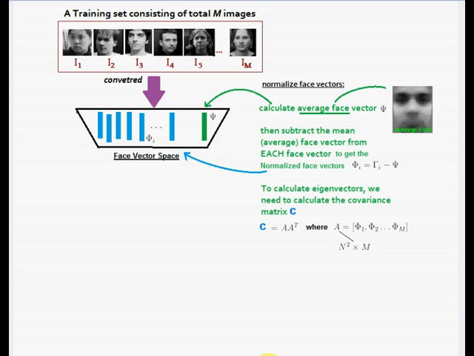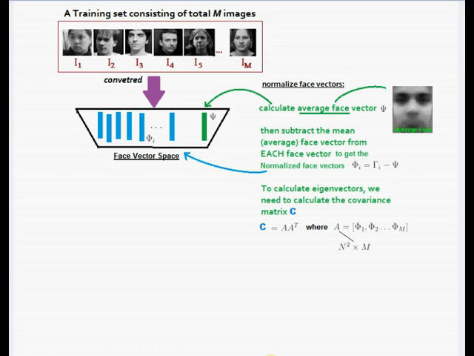So that means naturally A is going to be of the dimensions n squared by m, because there will be n squared rows, as we saw earlier, and m is the number of columns. This is rows into columns, so we have a total of m normalized face vectors. So it is clear that A is going to be an n squared by m matrix.